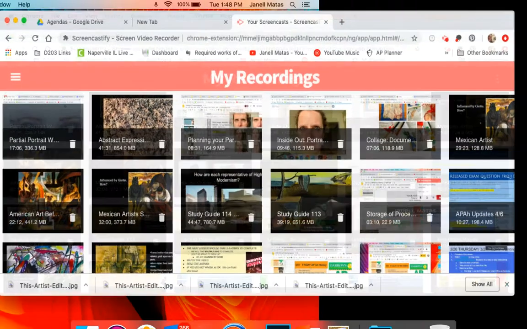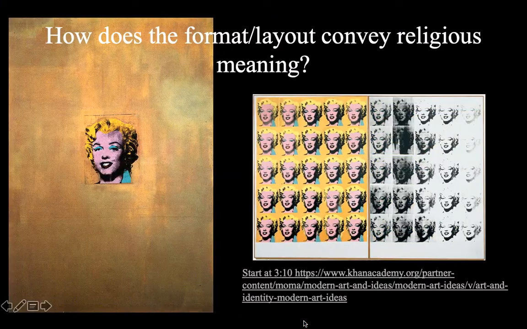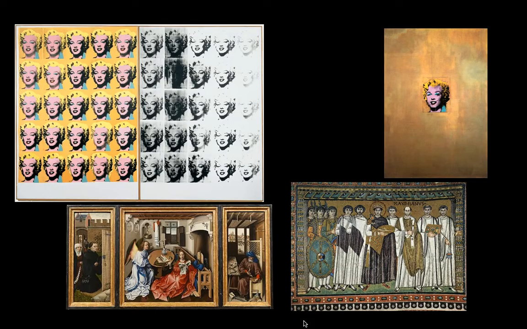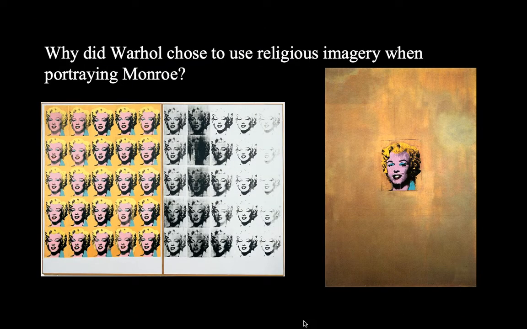Right, so it's more than just an image of her. It's not that optimistic, bright, cheerful artwork that we normally associate with pop art. It has a lot more deep religious meaning, right? So he's pulling from medieval, Renaissance, Byzantine icon imagery, right? And he's giving her this sort of godlike status, right?